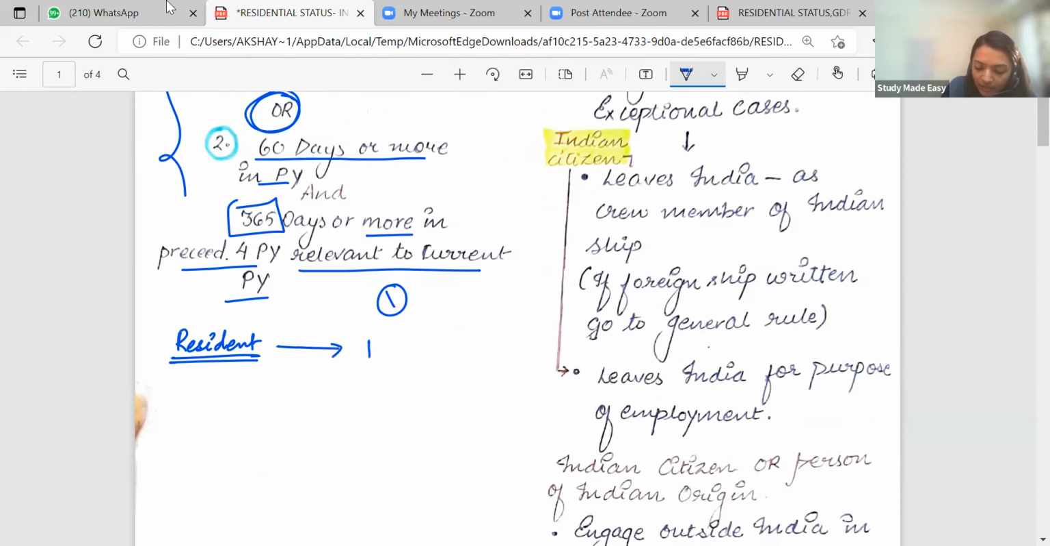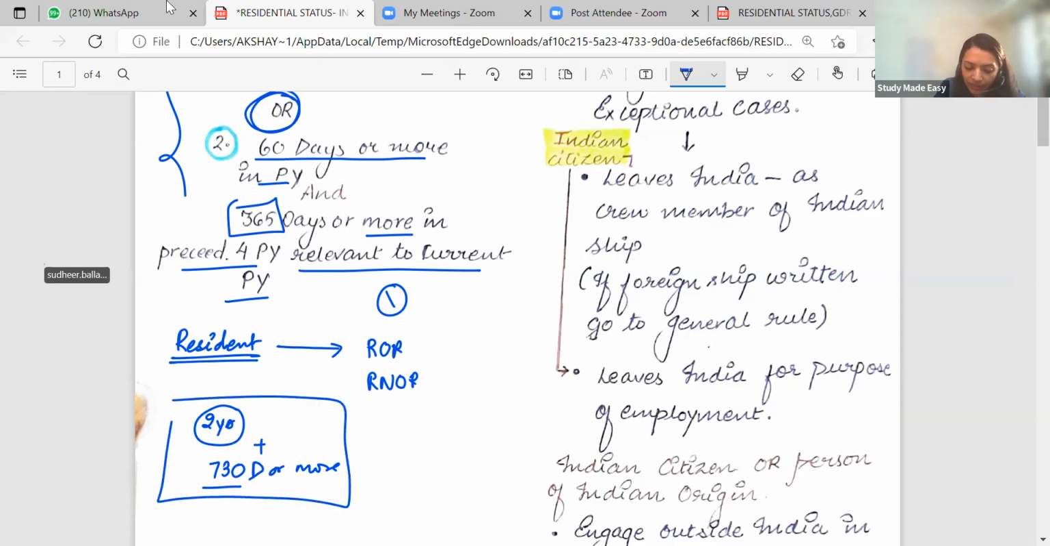Now I will check whether he is a resident and ordinary resident, or a resident but not ordinary resident. In order to check that, I will check two conditions: that in 10 years he should have been resident for at least 2 years, or in 7 years he should have stayed in India for 730 days or more. If both conditions are satisfied, then I can consider him a resident and ordinary resident. If any one condition is satisfied and the other is not, he will be considered a resident but not ordinary resident. This was the simplest part of it.